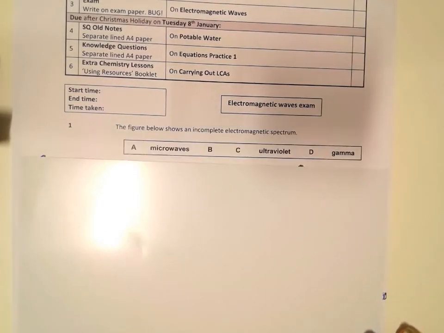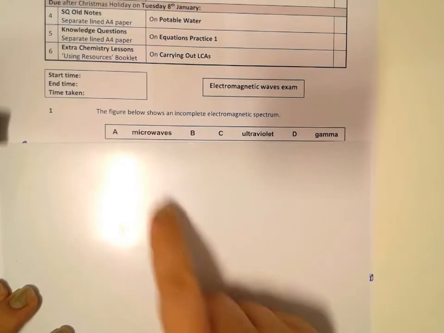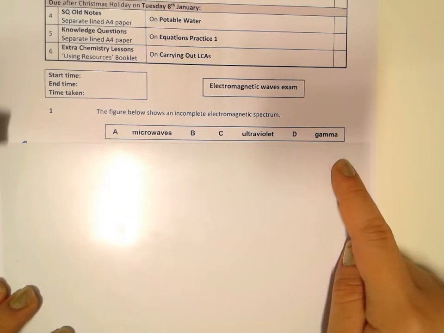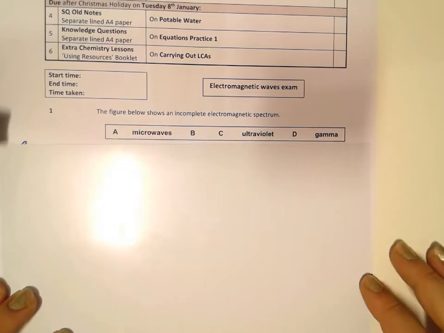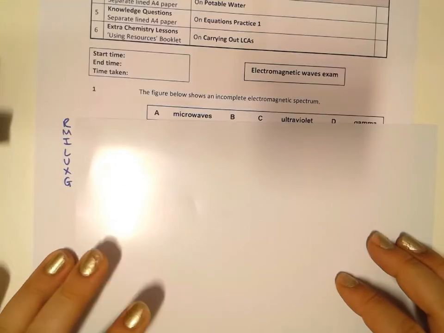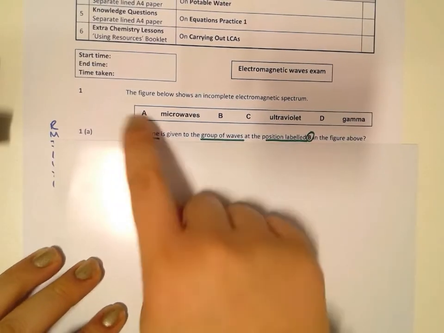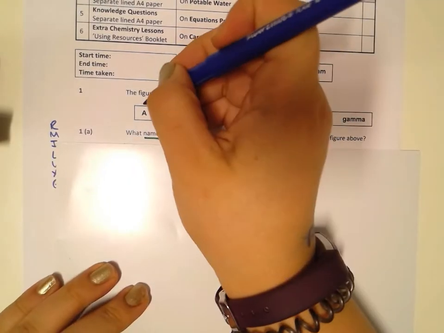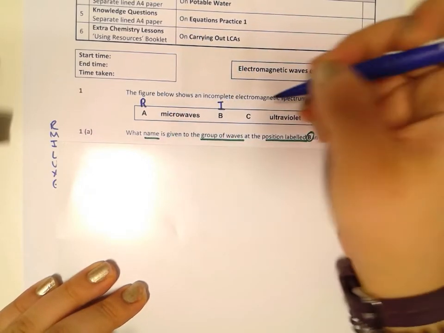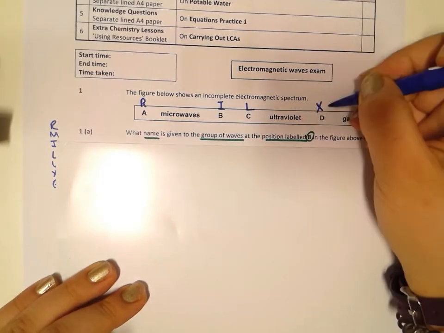So the first question says, here is an incomplete electromagnetic spectrum and it has all of the 7 different electromagnetic waves, some of them blanked out. You should remember your mnemonic, as I've written on the side. Rich men in love use extra gel, and it should be a way to figure out what they are. So radio waves, rich men; microwaves, infrared; love, use, ultraviolet; extra, gel, gamma rays.